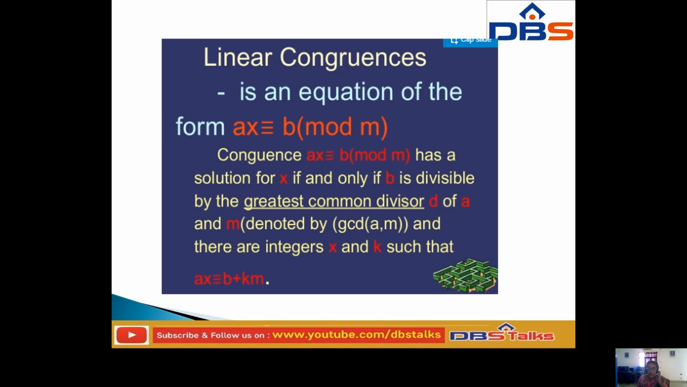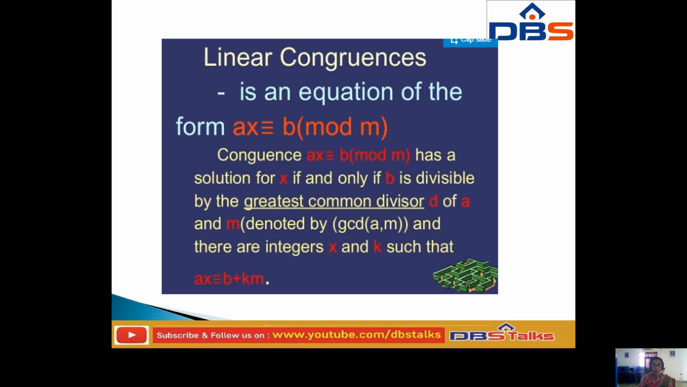The congruence Ax ≡ B mod M has a solution for x if and only if B is divisible by the greatest common divisor of A and M. We have already performed GCD operations and know about that. To perform the greatest common divisor operation, we need two integers, a and m, and the solutions are of the form x = p + km, where k is a constant.